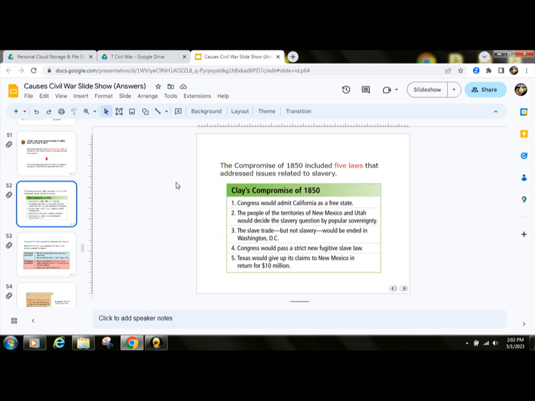The slave trade, but not slavery, would be ended in Washington, D.C. So there would be no slave trade in Washington, D.C. Congress would pass a strict new fugitive slave law, and Texas would give up its claims to New Mexico in return for $10 million. So there's a lot of politics about trying to settle the West and the issue of slavery.